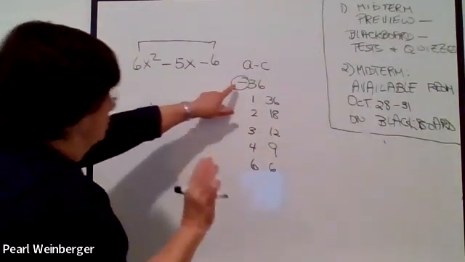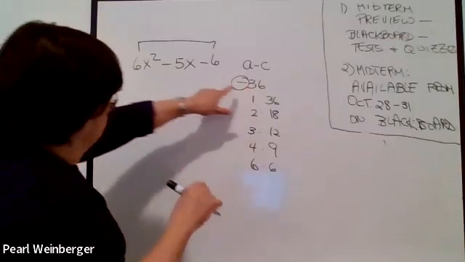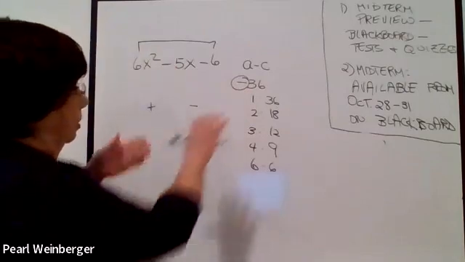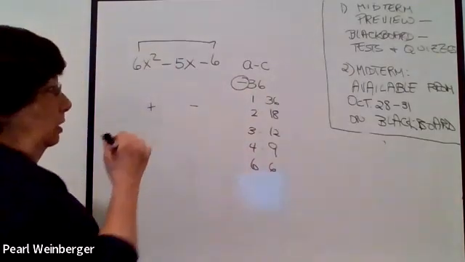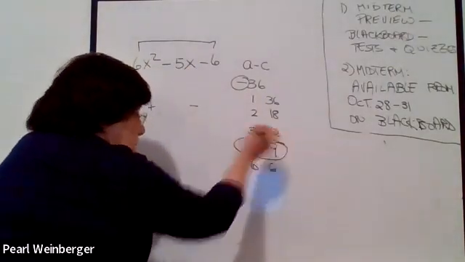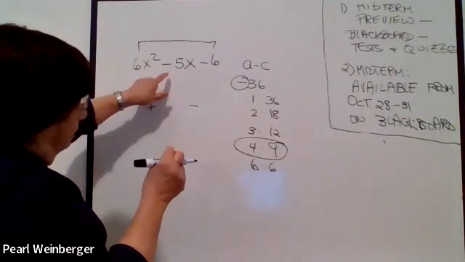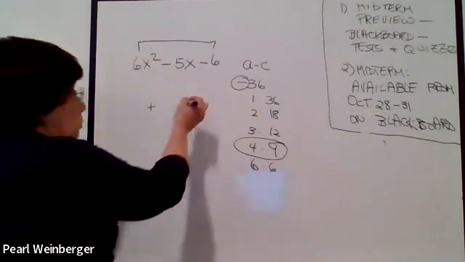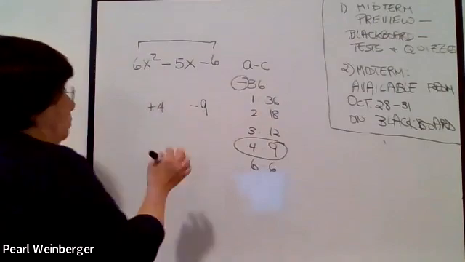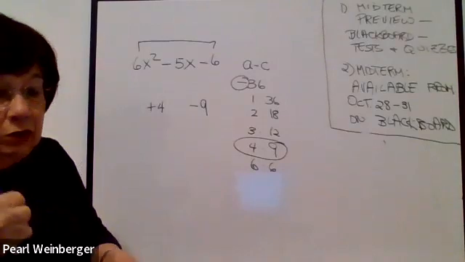And again, since this is minus, instead of looking for numbers that add to the middle number, we're now looking for numbers that subtract. What pair of numbers subtracts to 5? Obviously it's the 4 and the 9, because 9 minus 4 will give us 5. But since this is a negative 5, we're going to have a negative 9 and a positive 4. Remember, the middle sign tells you the sign of the larger number.